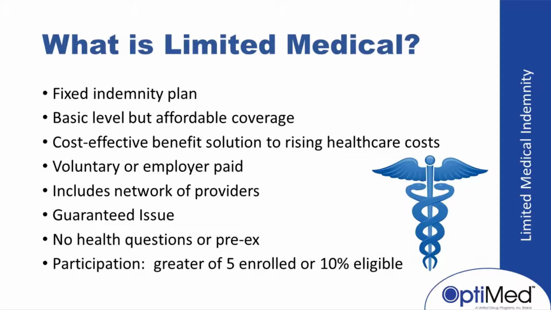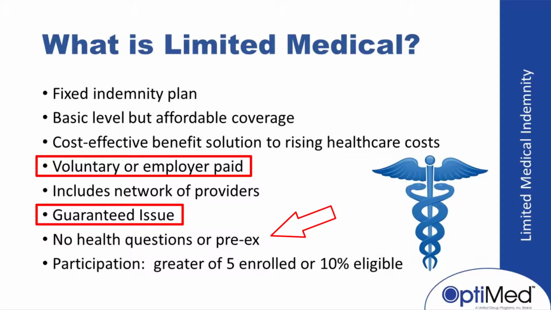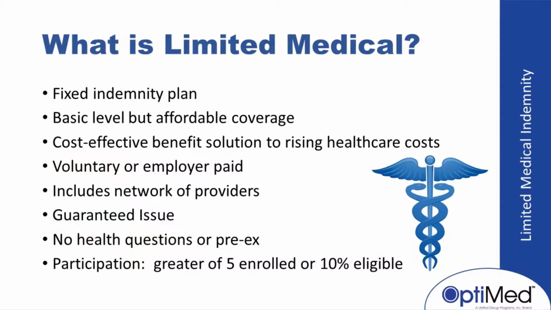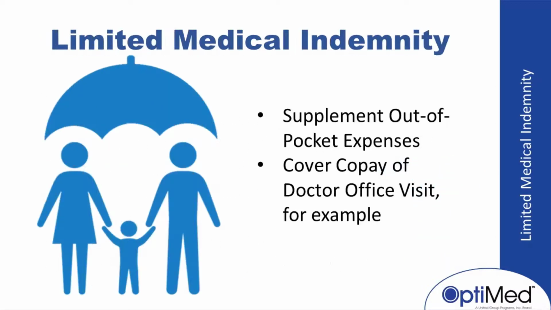We can still sell them because they pay on a fixed indemnity basis, even though they're fully insured. They're considered dental and vision in the eyes of the ACA. But essentially, they can be offered 100% employee or 100% voluntary or 100% employer paid, anything in between. And essentially, they're guaranteed issue. There's no pre-X. And all we need is 5 enrolled or 10%, whichever is greater, as far as participation. But the other thing is that you can offer this to the people that are also valid waivers that aren't Medicare or Medicaid, because they could use this kind of like what we market as a gap program. They can use it to help supplement their other out-of-pocket expenses.